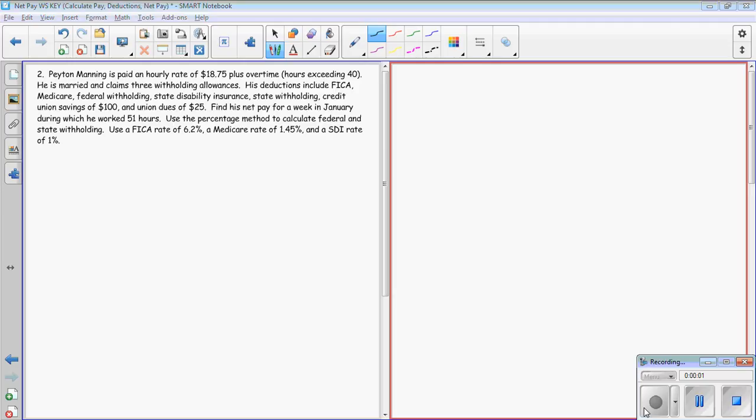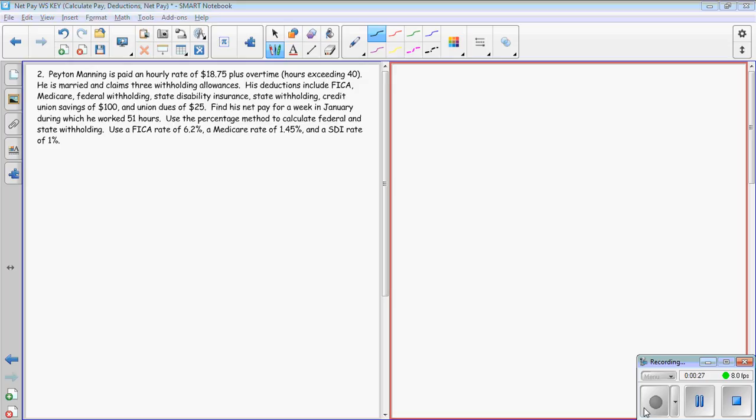Peyton Manning is paid an hourly rate of $18.75 plus overtime, which are hours exceeding 40. He is married and claims 3 withholding allowances, and his deductions include FICA, Medicare, federal withholding, state disability insurance, state withholding, credit union savings of $100, and union dues of $25. Find his net pay for a week in January, during which he worked 51 hours.